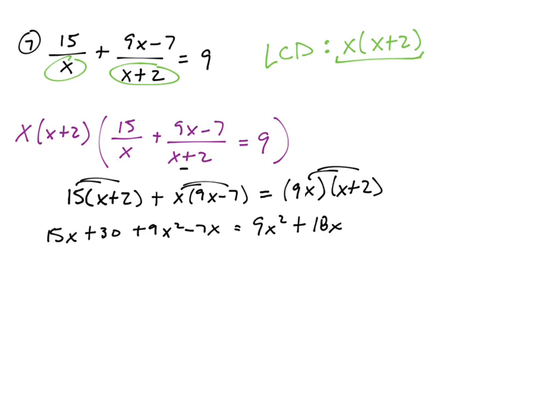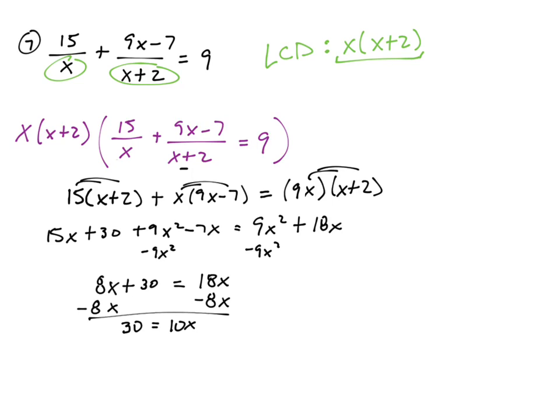Since we've got those x squareds, let's move those first. So let's move the 9x squared over. Well, this is going to give us 15x plus 30 minus 7x, which I guess we could have combined like terms here. So 15x minus 7x, that's just 8x plus 30 equals 18x. From here, we want to divide by 8. Not divide by 8, sorry. Here we want to subtract 8x. There we go. Subtract 8x. I knew I was forgetting something. And we've got 30 equals 10x. We're going to divide by 10. And we should get that x equals 3 in this case.